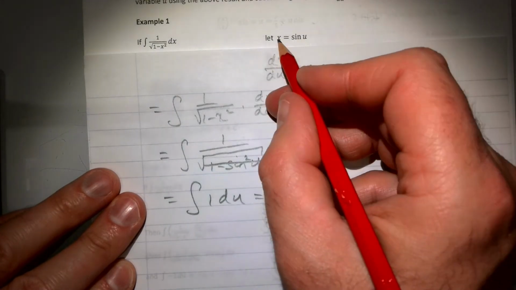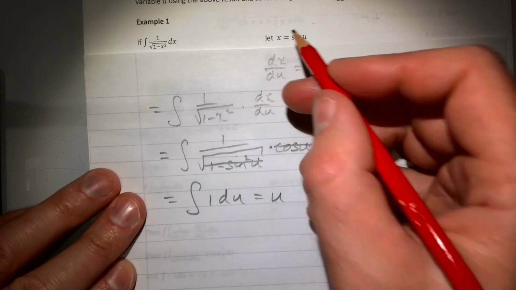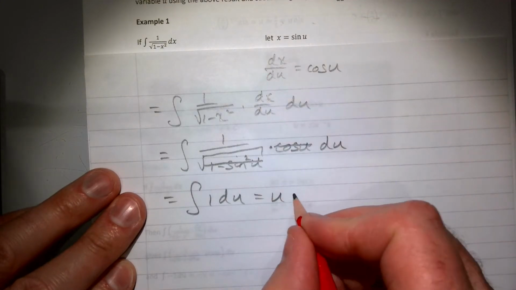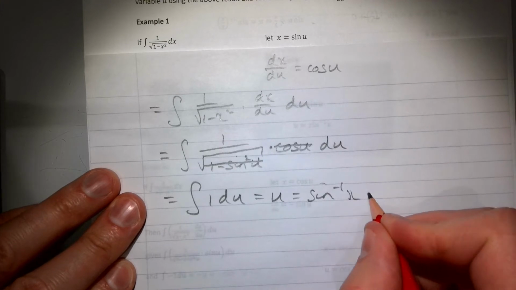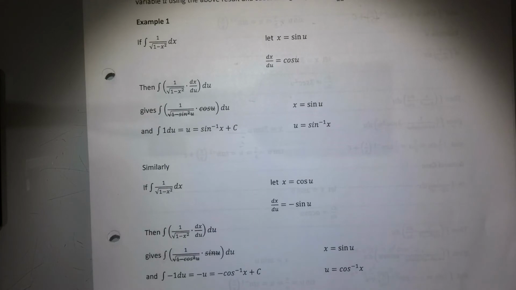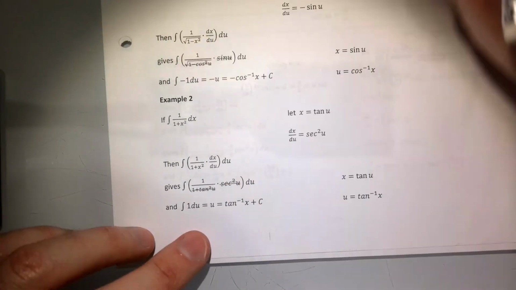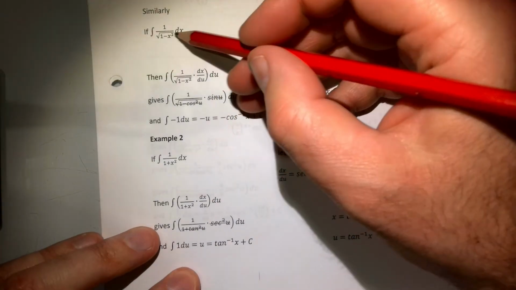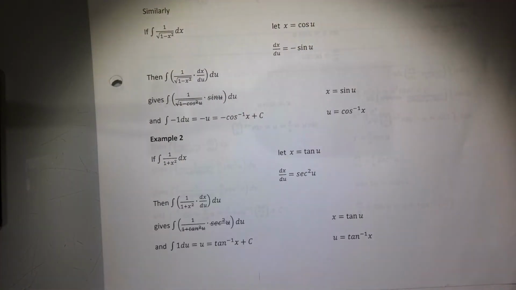And if we look up here, x is sine u, so u is going to be sine to the minus 1 of x, plus c. We have a similar example for cos, and that gives you cos to the minus 1. We'll take a closer look at example 2, and we can see if we can get our tan to the minus 1 of x.